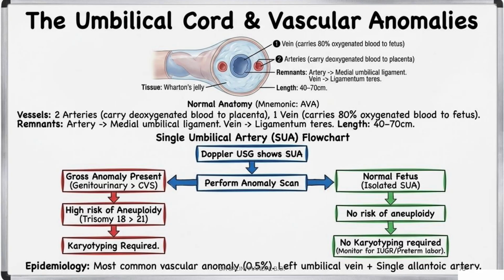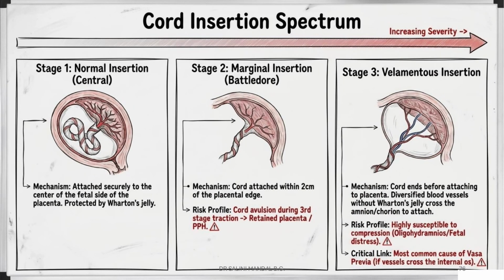So what is the most common vascular anomaly? That is left umbilical vein plus single allantoic artery. This is the one which you have to remember. Next one, talking about cord insertion. Normal cord insertion is central, where it is attached securely to the fetal side of the placenta and it is protected by the Wharton's jelly.